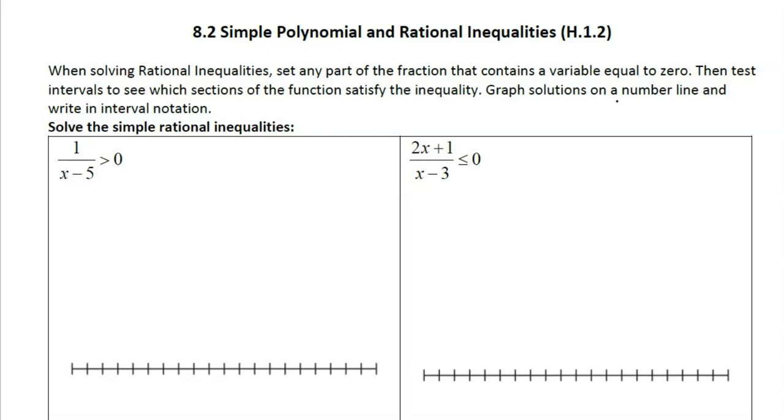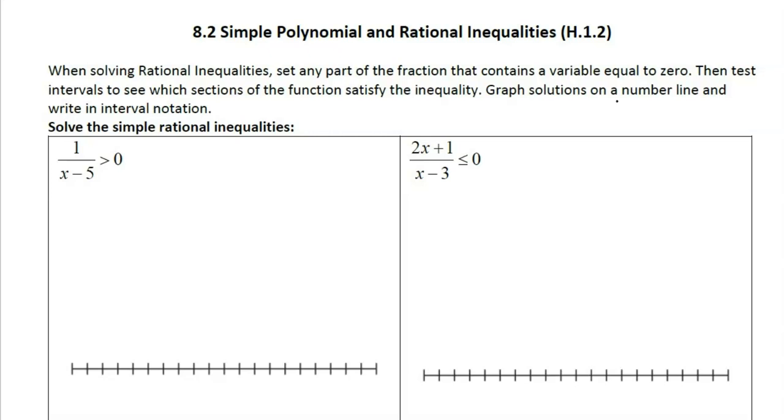When solving rational inequalities, you set any part of the fraction that contains a variable equal to 0. Then test the intervals to see which sections of the function satisfy the inequality. Graph the solutions on a number line and write in interval notation. Let's see if we can make that a little bit clearer with this first example.